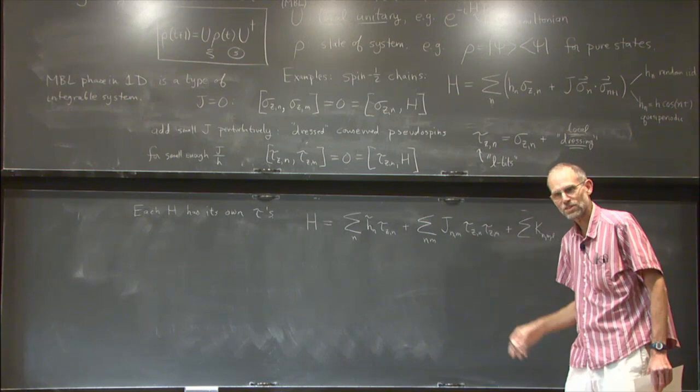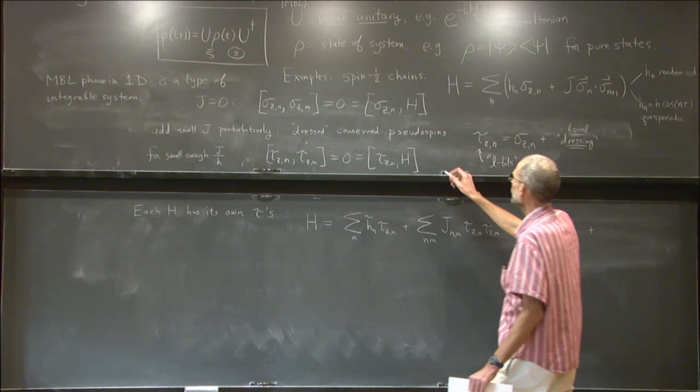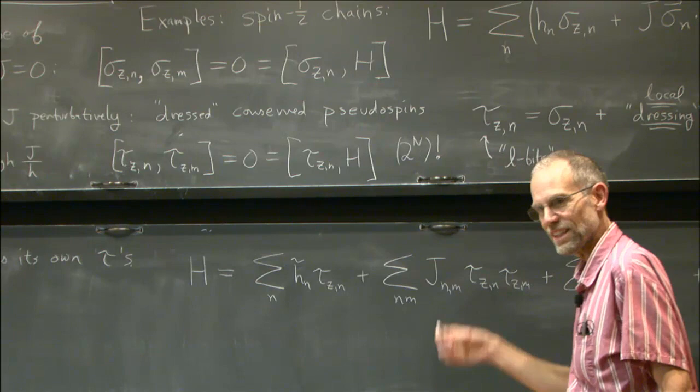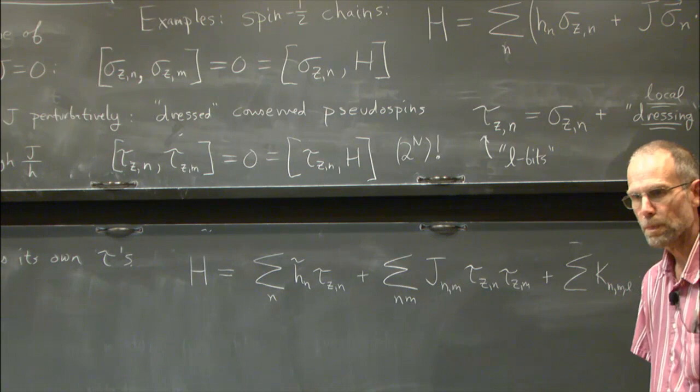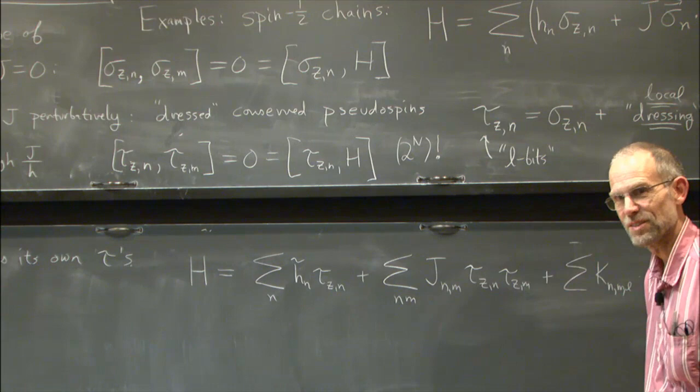So the number of possibilities is 2 to the n, factorial, right? That's the number of ways of defining the taus. But almost every single one of these will not be localized at all. All the taus will be delocalized over the whole system. There's still only a discrete number of possibilities, like this many. Oh, okay. But it's a big number.